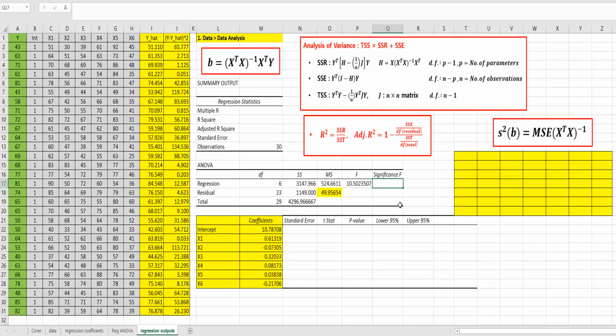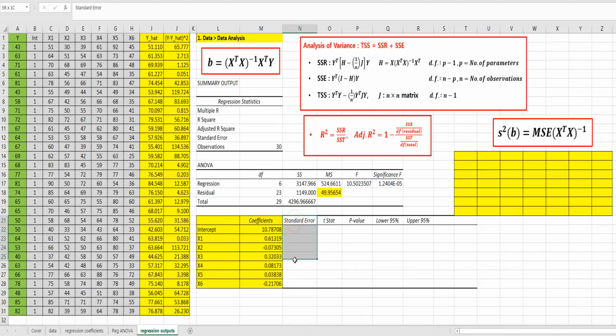So the significance of this regression model can be calculated by 1 minus F.DIST, F value here, comma degrees of freedom, comma second degrees of freedom, comma TRUE. Right. So this is very small, smaller than the 5% significance level. So we can say that this regression model is statistically significant. Okay, let's move on to the regression coefficients part here.